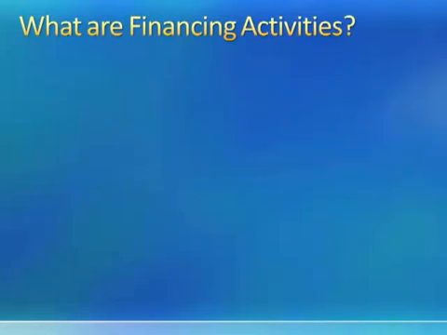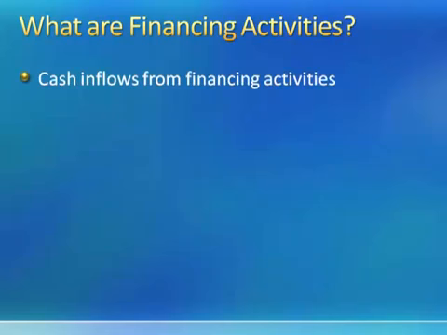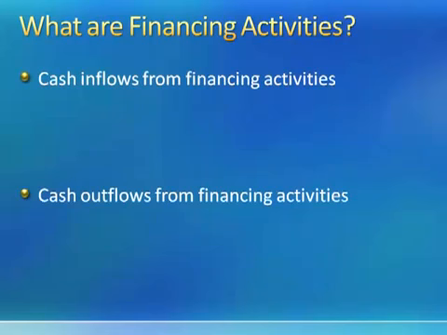Now let's take a look at what is included in each of the 3 areas presented on the statement of cash flows. We'll start with financing activities. Each activity includes inflows and outflows. So we can have cash inflows from financing activities or cash outflows from financing activities. If cash is coming into the business, it's an inflow. If cash is going out of the business, it's an outflow.